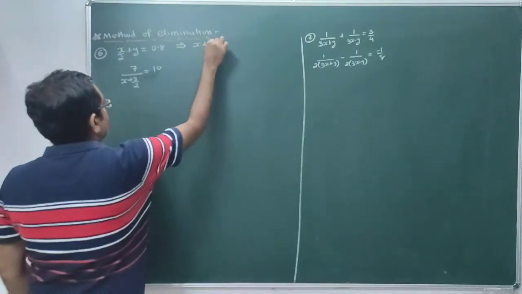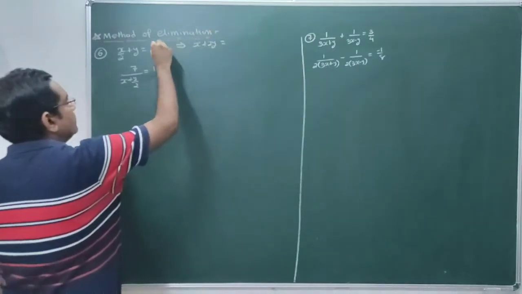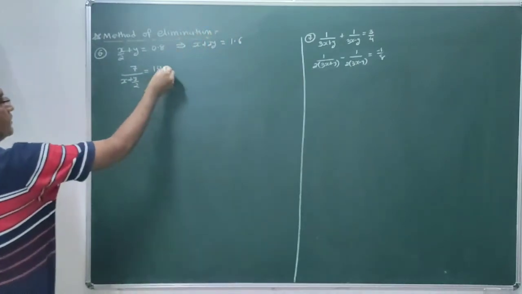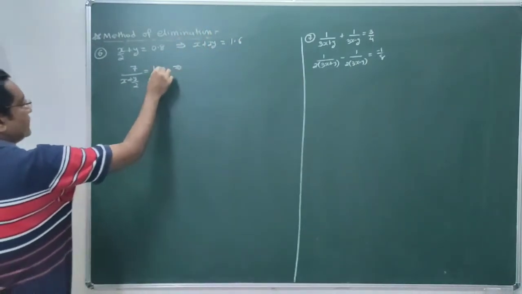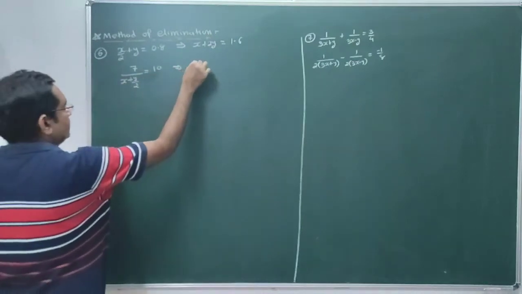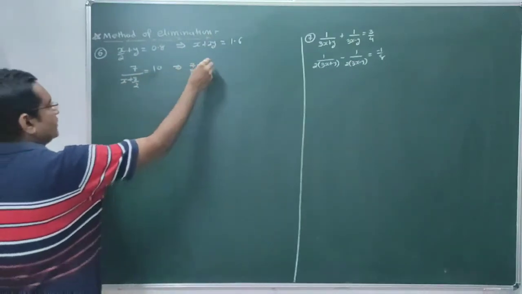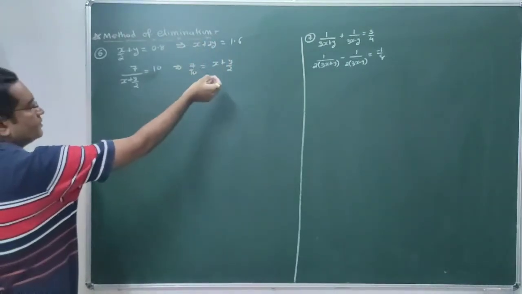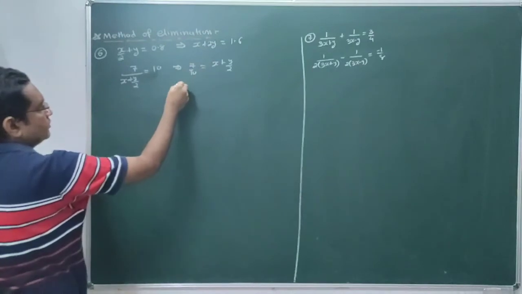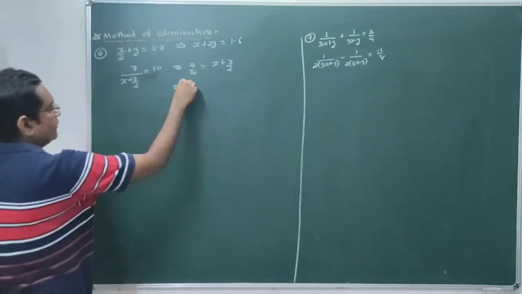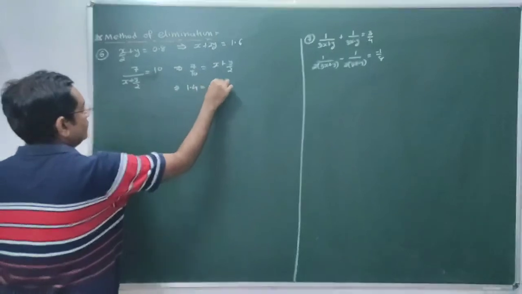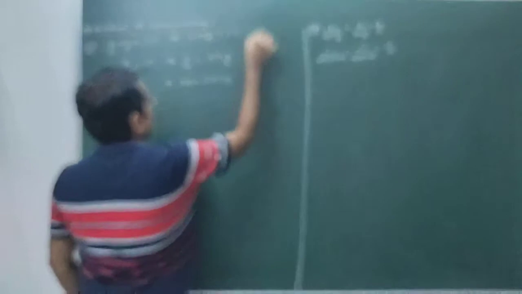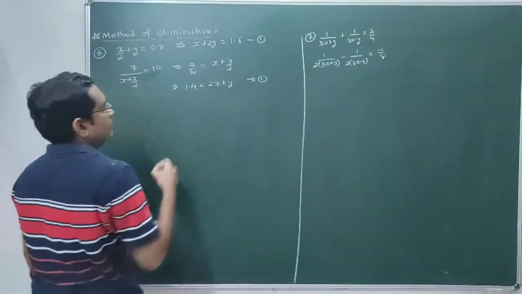x plus 2y equal to 0.8 into 2. It's 1.6. Taking this 10 into the denominator, 7 by 10 equal to x plus y by 2. So 7 by 10 means 0.7. Multiply by 2, so this will be 1.4 equal to 2x plus y. Clear? So this is our equation number 1. This is our equation number 2.